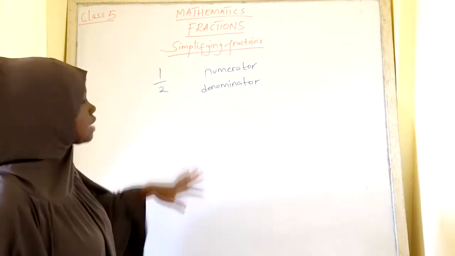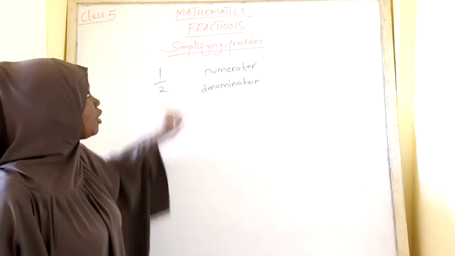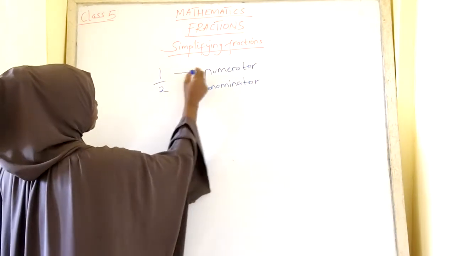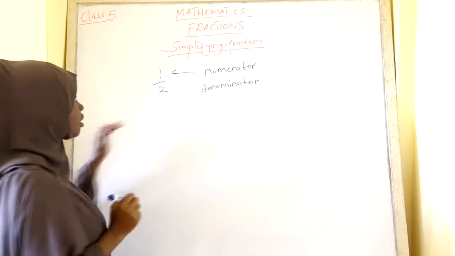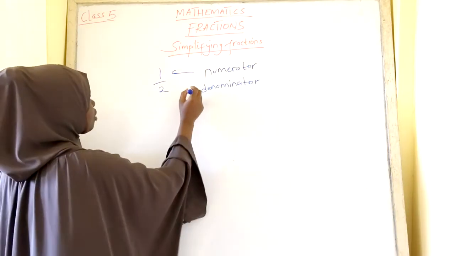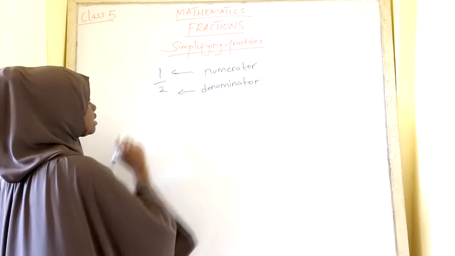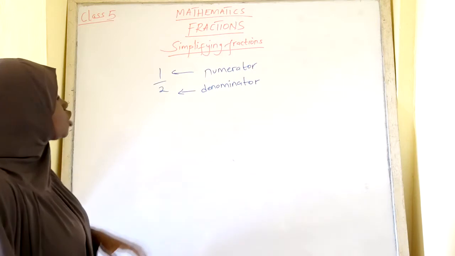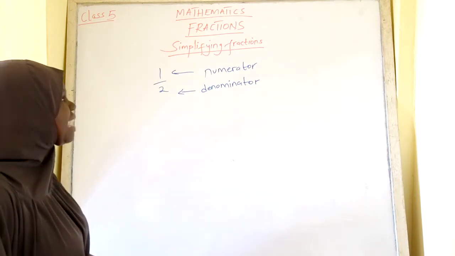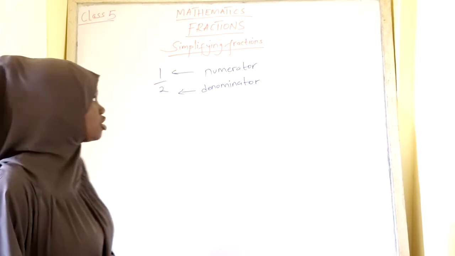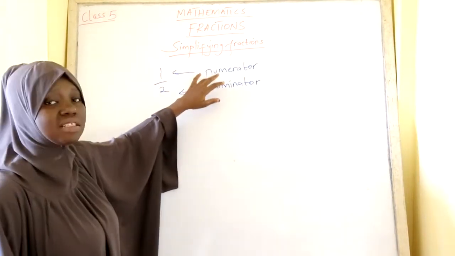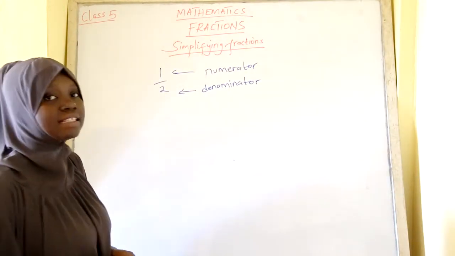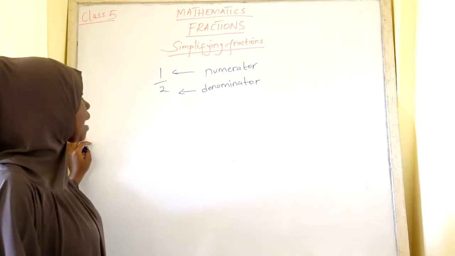So we have a numerator and a denominator. A numerator represents the number that is at the top. That is the 1 in this fraction. And a denominator represents the number that is at the bottom. That is the 2. So a numerator means the parts that we are considering in a fraction, and the denominator refers to the equal parts that are in a number.